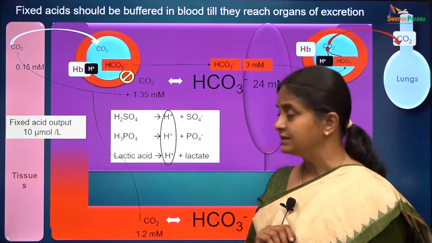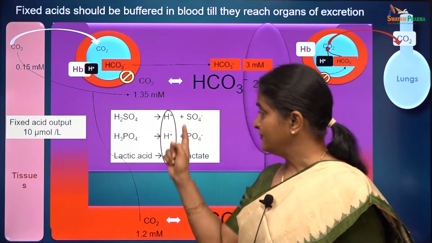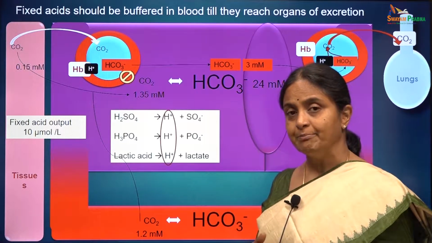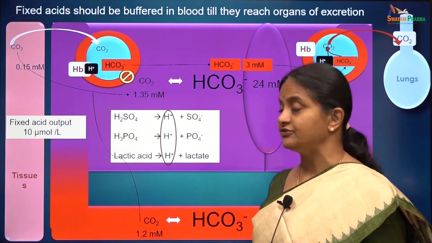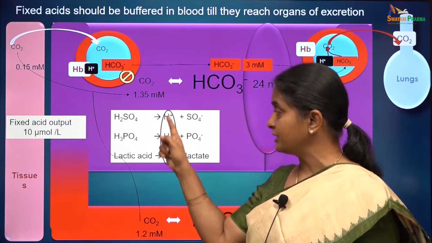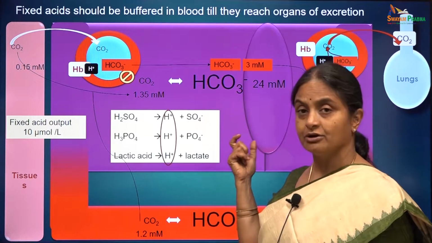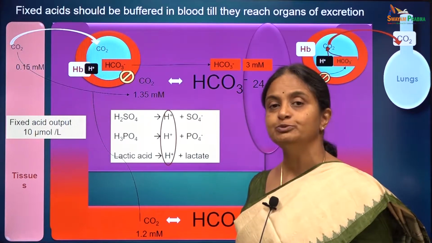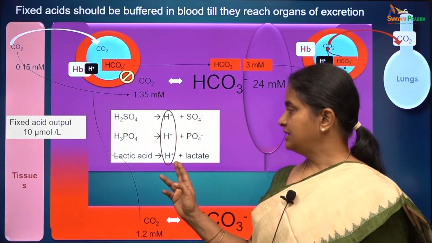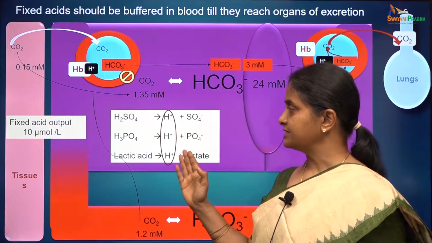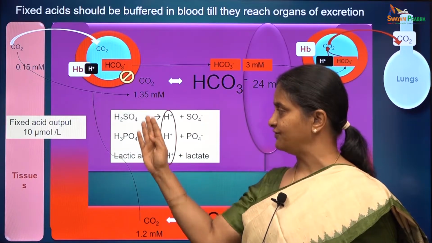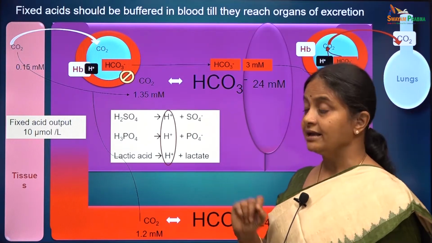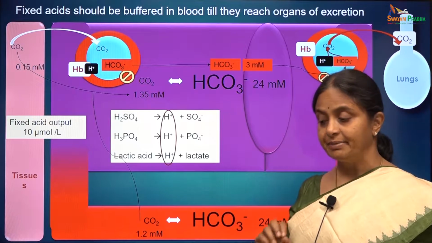The issue now is, how are these free hydrogen ions handled? They have to be buffered or kept in a bound state so that they do not affect pH of blood. They should not add on to the free hydrogen ion concentration of blood, which has to be maintained at 40 nanomoles per liter. These hydrogen ions that result due to protonation of the fixed acids are actually bound by the bicarbonate that is already there in plasma.